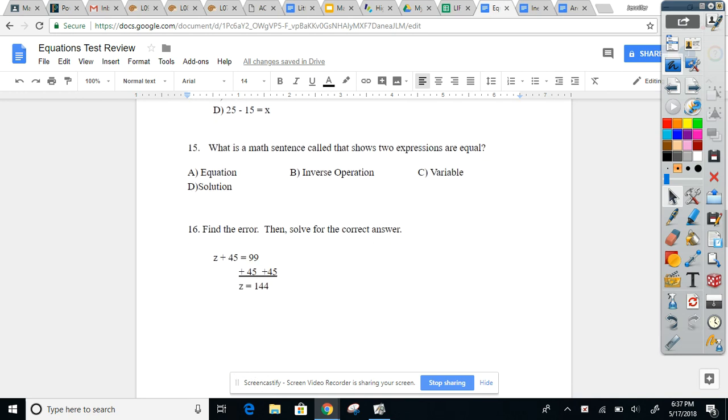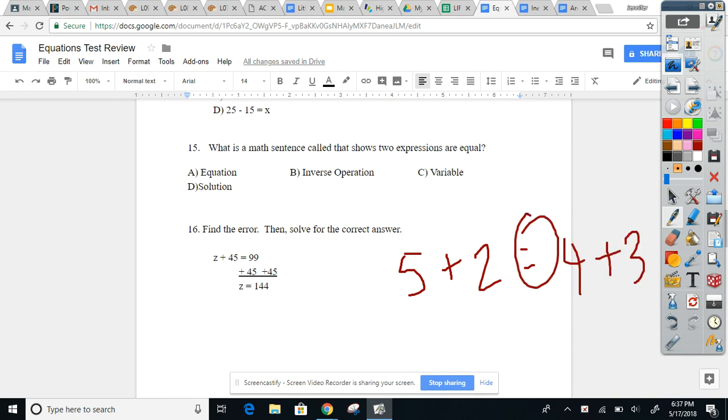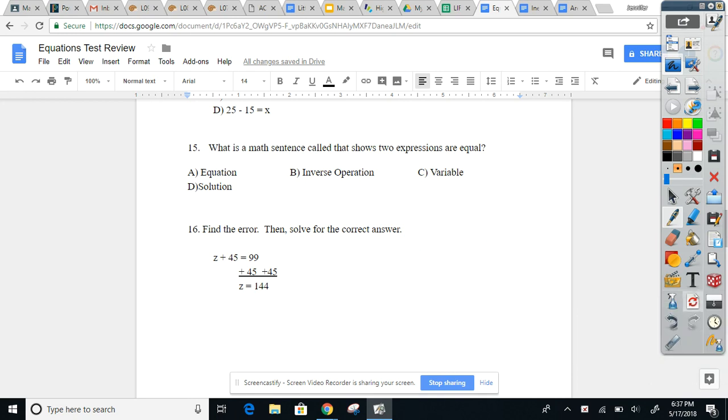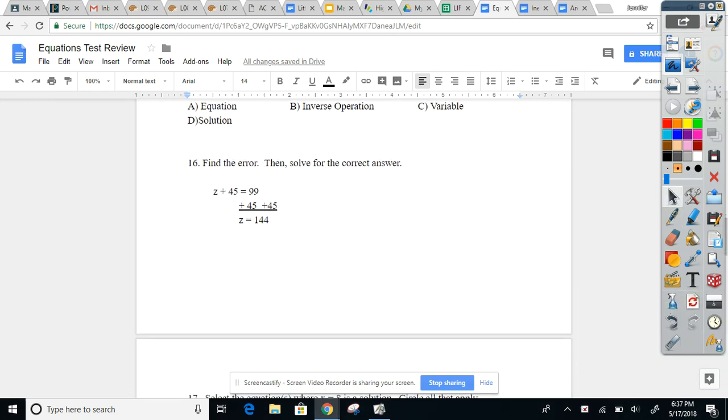Okay. What is a math sentence called that shows 2 expressions are equal? That's the key word. 2 expressions are equal. That's saying 5 plus 2 is equal to 4 plus 3. What is this called when it has the equal sign? Okay. Number 16, it wants you to find the error in what this person did wrong.